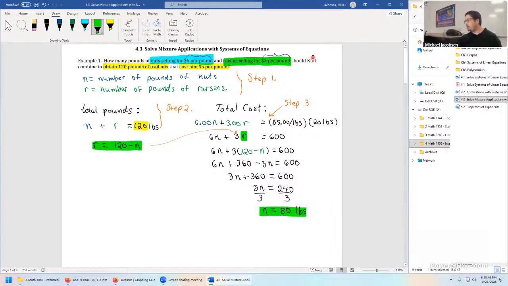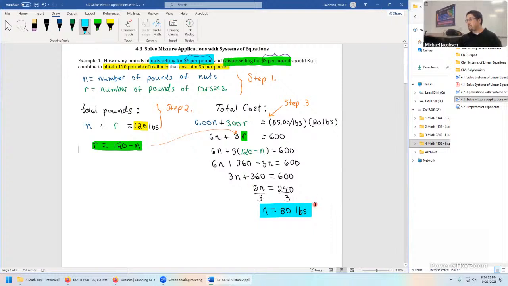So this is what Hertz trail mix is going to look like. My color coding is a little off here. Sorry about that distraction. So I had r. Then we're solving for n. I see where I lost my way on that color coding. n is in blue. n is the number of pounds of nuts.